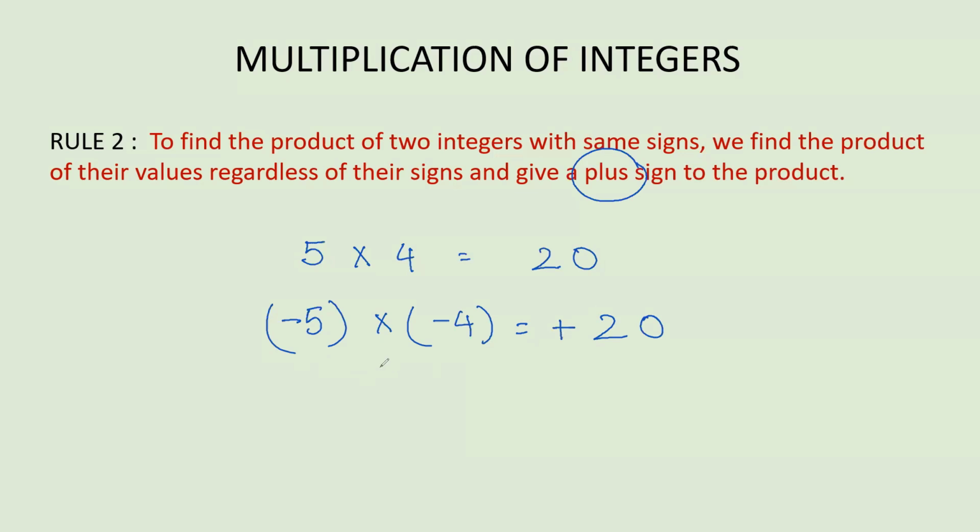So we have two rules for multiplication of integers. One rule is applicable when the integers have different signs. They are of unlike signs. In that case, the answer has a negative sign. Whereas in the other one, when both the integers have same sign, whether it is positive or it is negative, here the answer gets a positive sign. I hope the rules of multiplication of integers is clear.